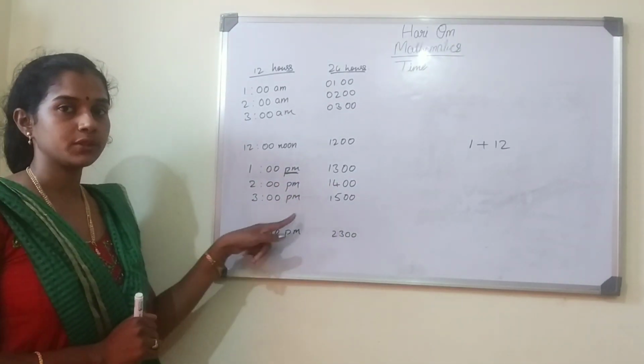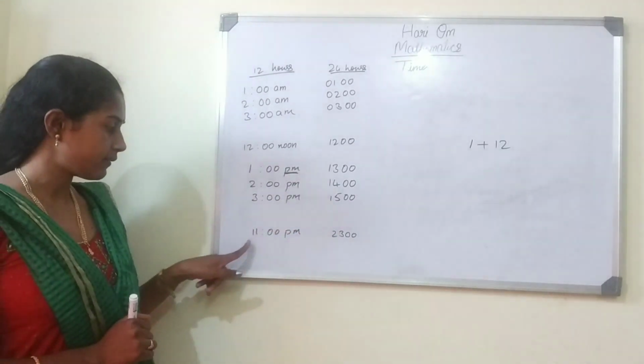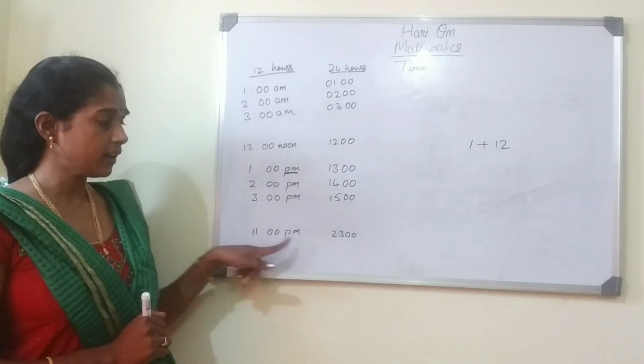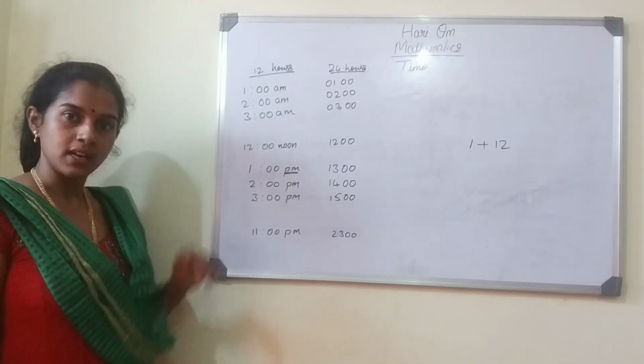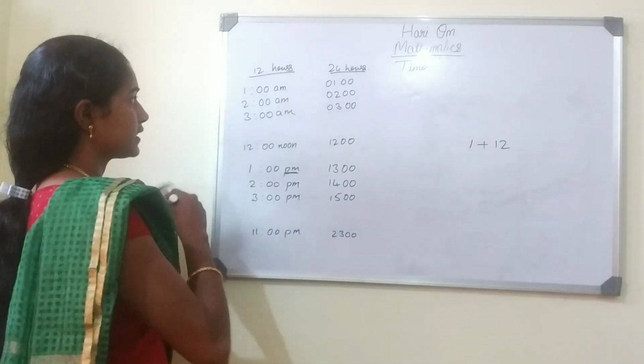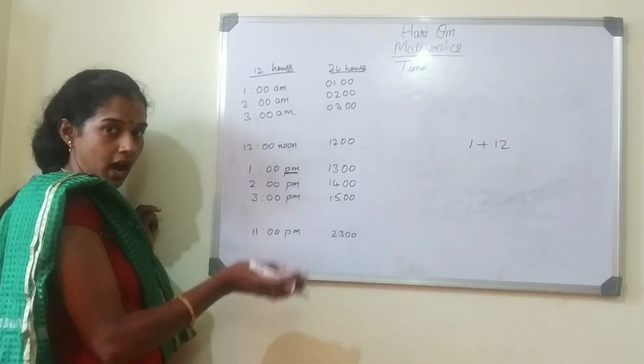2 PM, 2 plus 12, 14. 3 PM, 3 plus 12, 15. 11 PM, 11 plus 12, 23. So 23 hours. Understood? So this is changing from 12 hours to 24 hours.